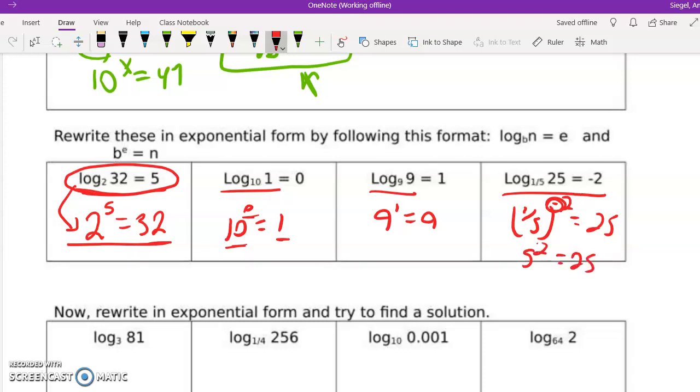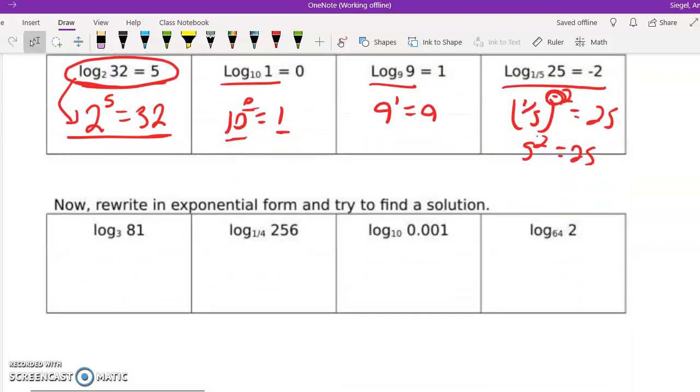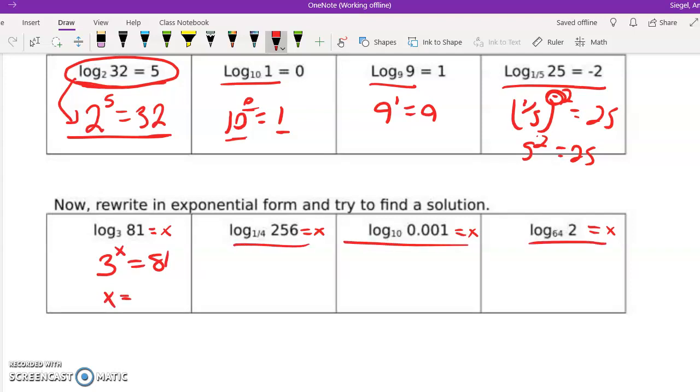Makes total sense. So that's where our comfort level is. Now these, we don't have the equal sign. So I want you to think of each of these as an x, and then see if you can solve for them. So for instance, this one is going to be 3 to the x power equals 81. And then tell me what x would be. So try it with each of these and see what you can do.